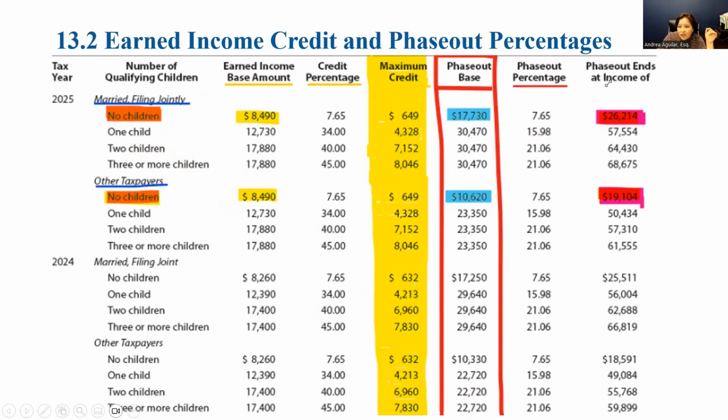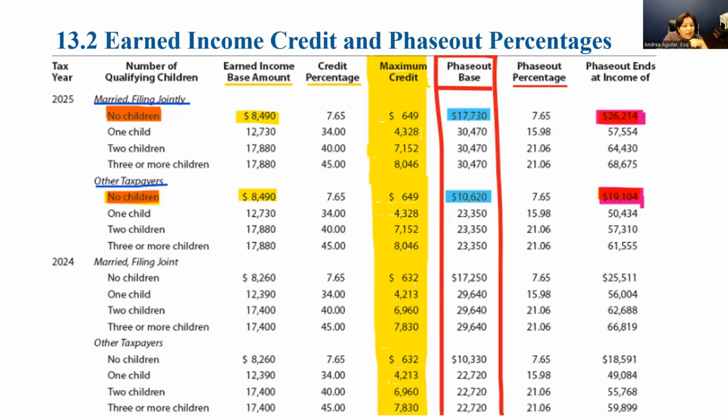So this is a table that is provided by the IRS. You start with your filing status, with how many children you have or the taxpayer has, and then you start analyzing the table. So first, you start with your earned income base amount. The earned income base amount indicates the amount of income that will give you the most earned income credit. That's it. That's the importance of the earned income base amount. And as you can see, the earned income base amount is different depending on who is your taxpayer.